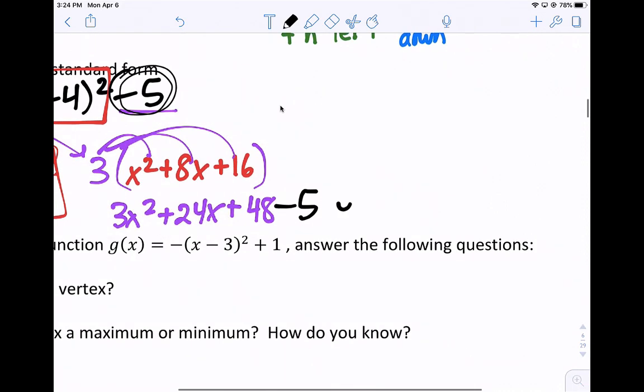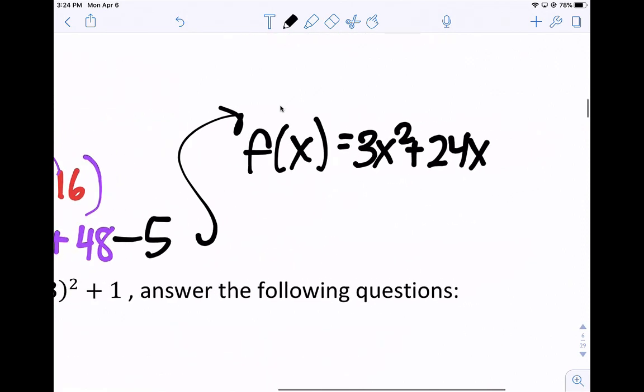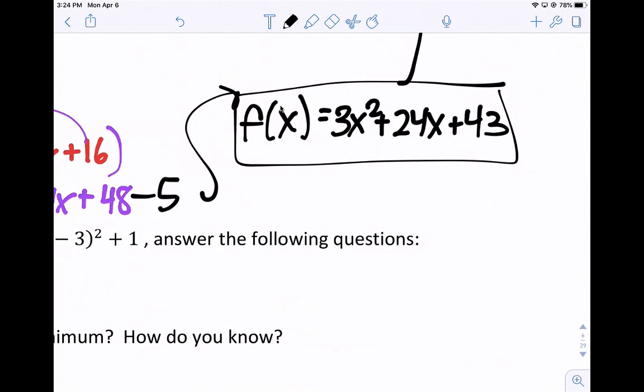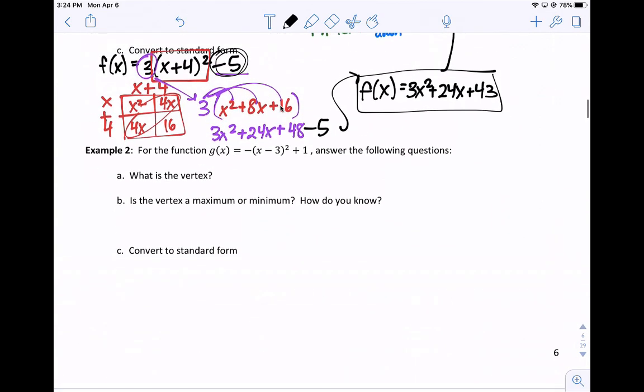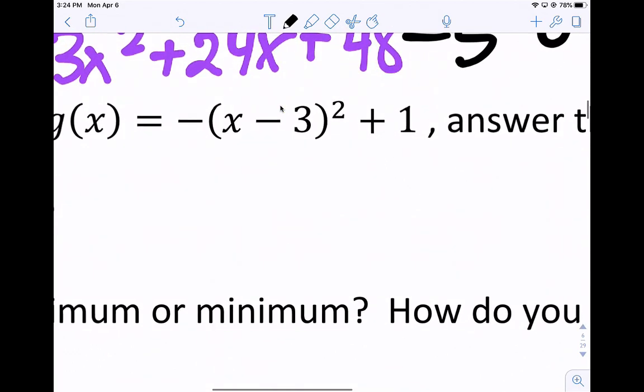So standard form is when there's no parentheses. We would say f of x equals 3x squared plus 24x, and then 48 minus 5 is 43. And so here's that same equation in standard form. We started in vertex form, where we could see the vertex pretty easily, but this is standard form where there's no parentheses. Okay, so let's do that one more time, and then in your assignment, you'll practice multiplying this out to get to standard form. Okay, so again, it starts in vertex form because we can tell how the graph shifts.